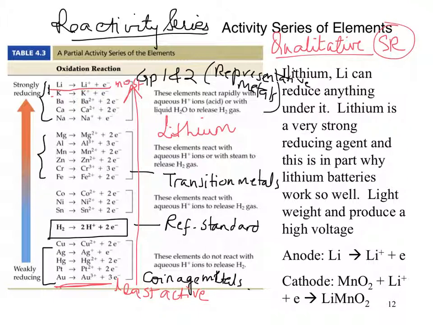Reactivity towards what? Reactivity towards oxidation, the tendency to go through an oxidation reaction. Oxidation, as you know, is loss of electron. So the higher an element is in this series, it will have a tendency to go through oxidation and hence behave as a reducing agent. So let's put things in perspective. Let's see if we can apply this concept to a question.